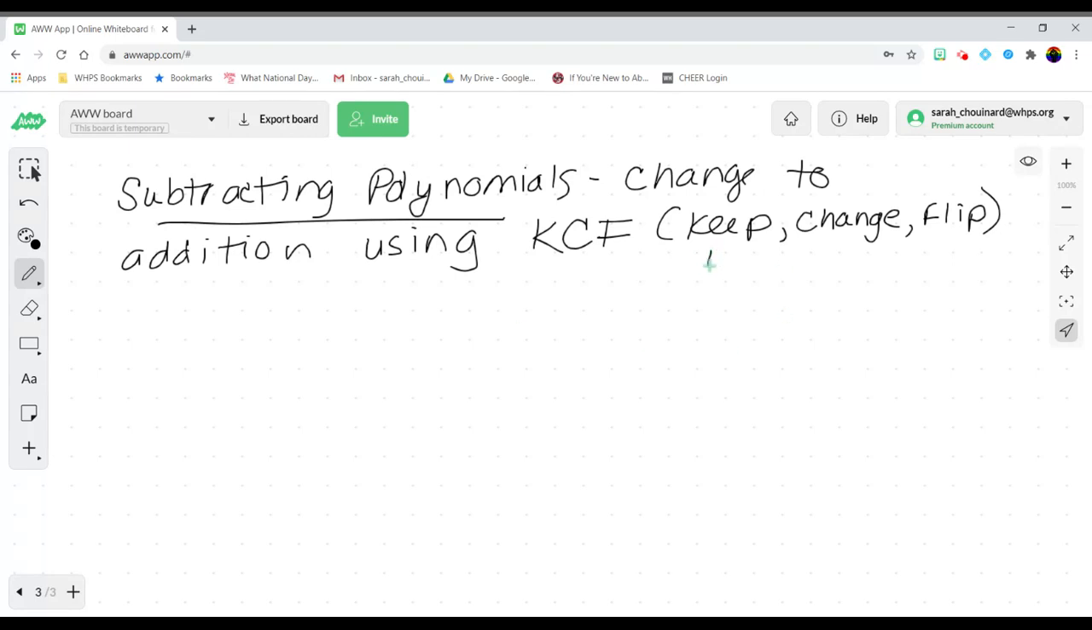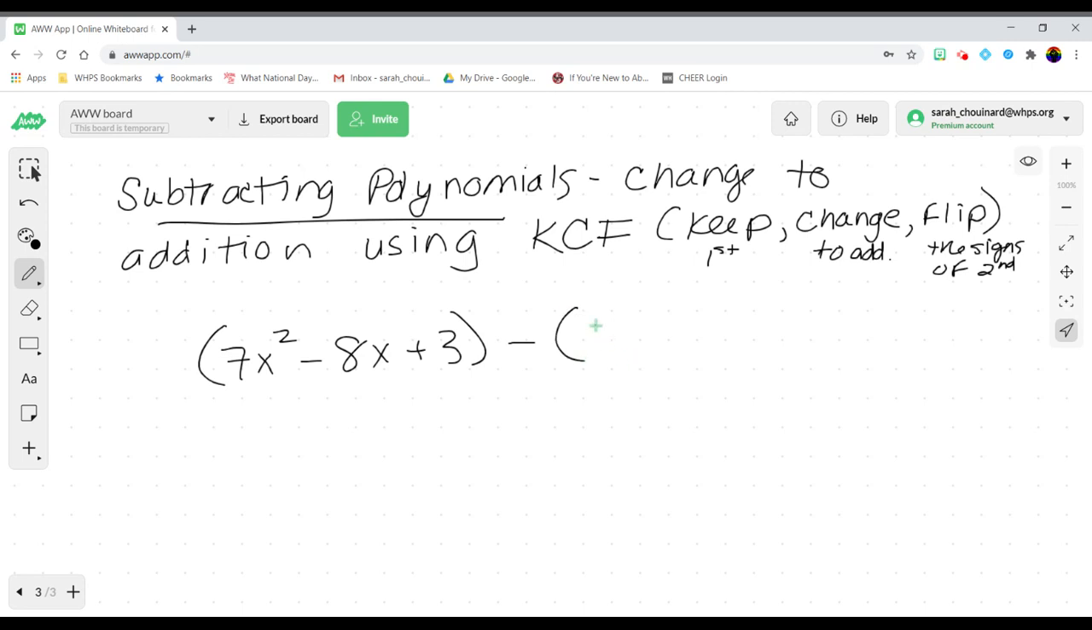So I'm going to keep the first polynomial, I'm going to change to addition, and I'm going to flip the signs of the second polynomial. So let's see how that looks. So let's say I have 7x squared minus 8x plus 3 being subtracted by 2x squared minus 4x minus 7.